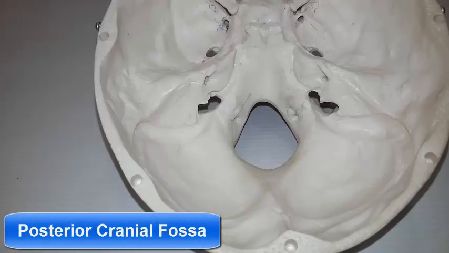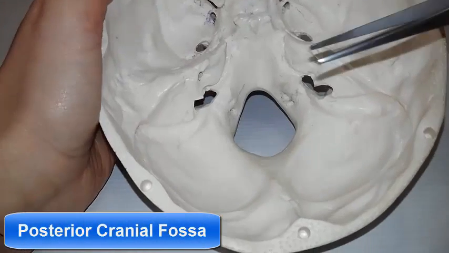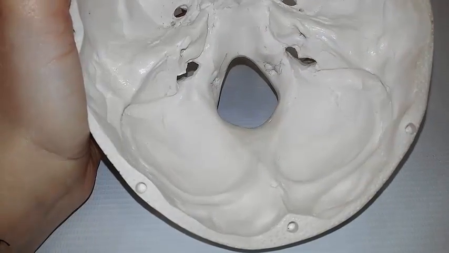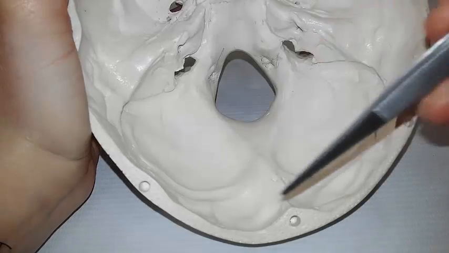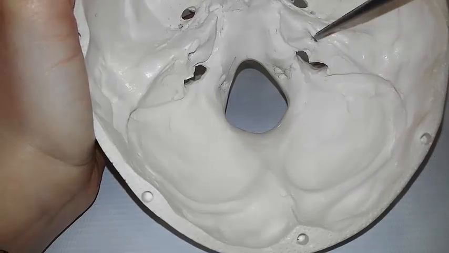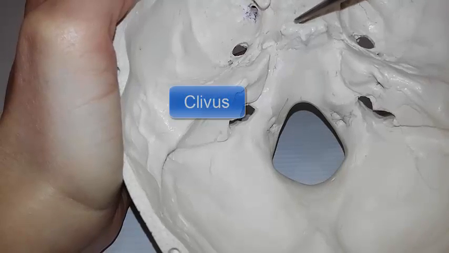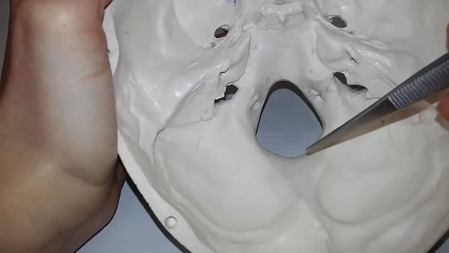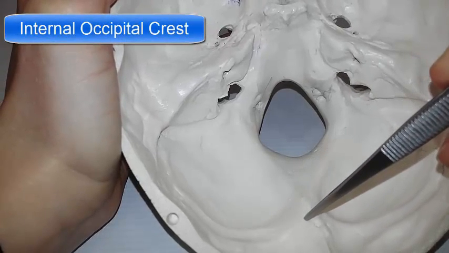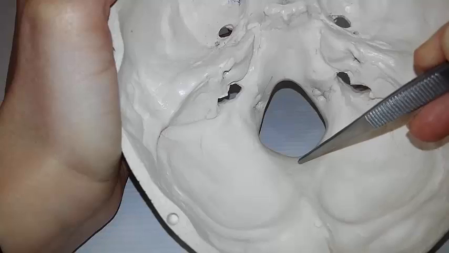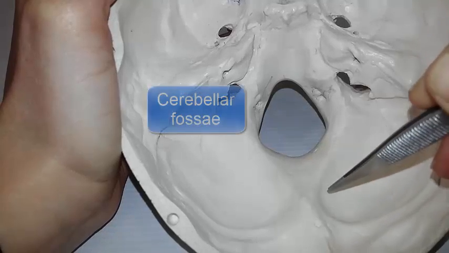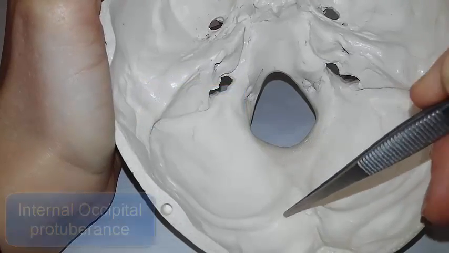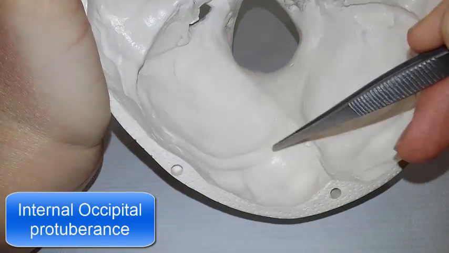The posterior cranial fossa is the largest and deepest one. It contains the cerebellum, pons, and medulla oblongata. This fossa is formed mostly by the occipital and temporal bones. From the dorsum sellae there is a marked incline, the clivus, which leads to the foramen magnum. Posterior to this large foramen, the internal occipital crest is a landmark that divides the posterior part of the fossa into two cerebellar fossae. The crest ends superiorly in the internal occipital protuberance.